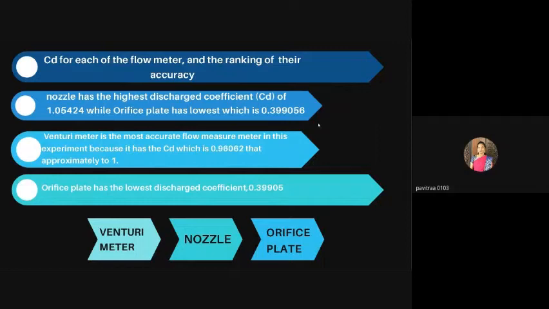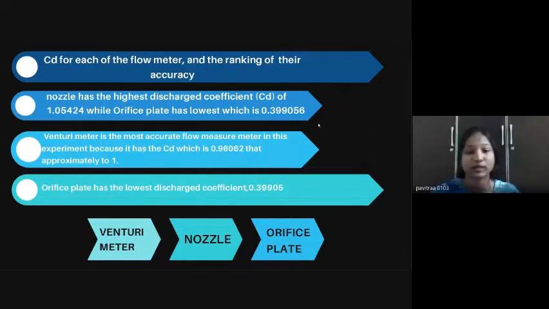Based on the table and graph of log difference in H against actual flow rate, measured from the experiment, each flow meter has a different average discharge coefficient value. This is because the Q actual and Q theory ratio is the CD.